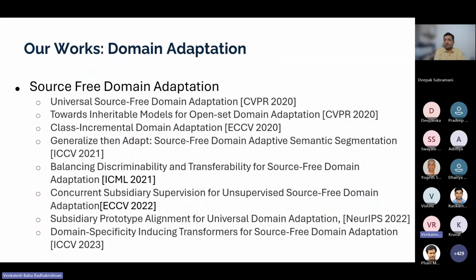There are several works that we proposed along this line. They were published in many top vision as well as ML conferences you can see here. So this is one of the major topics that we worked on.